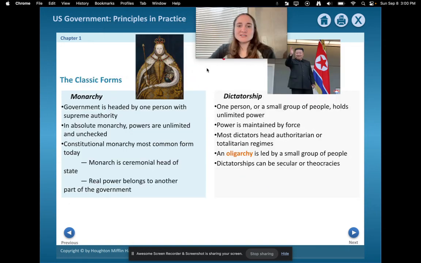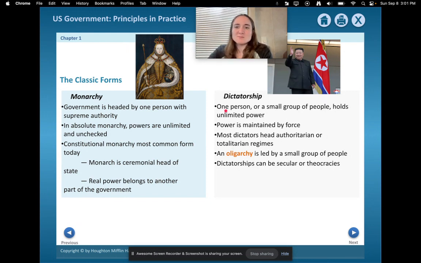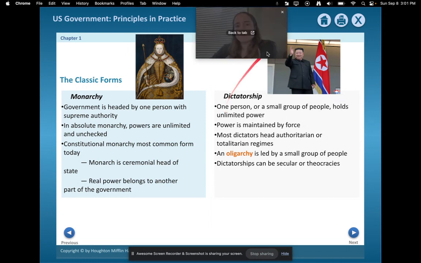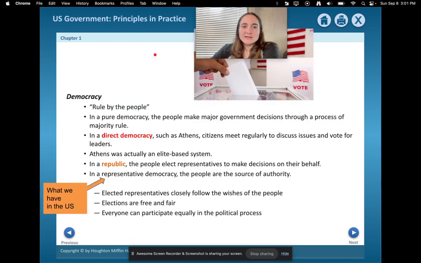All right. So again, we talked about monarchy, and then also dictatorship. A monarchy is where the government's headed by one person. In an absolute monarchy, that one person has all the control. But today, constitutional monarchies are mostly what's there. They're still like a king or queen of a country, like with Spain or England. Dictatorship is when just one person, or maybe even a small group of people, hold unlimited power, and that power is maintained by force, not by the will of the people. All right, let's keep on moving here.